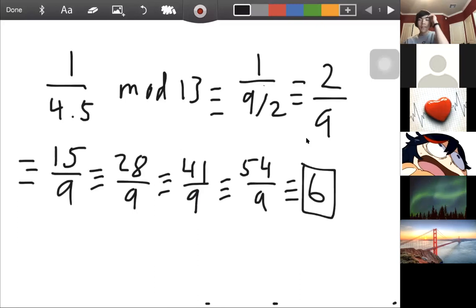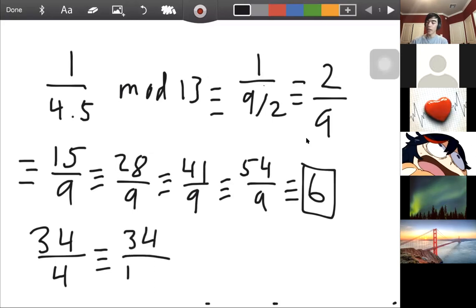And you can even add 13 to the denominator. Yeah, I think you can. Let me think of an example when you would do this. I guess if you want to calculate 34 over 4 mod 13, if you add 13 to the denominator, you get 17. And this will give you 2.